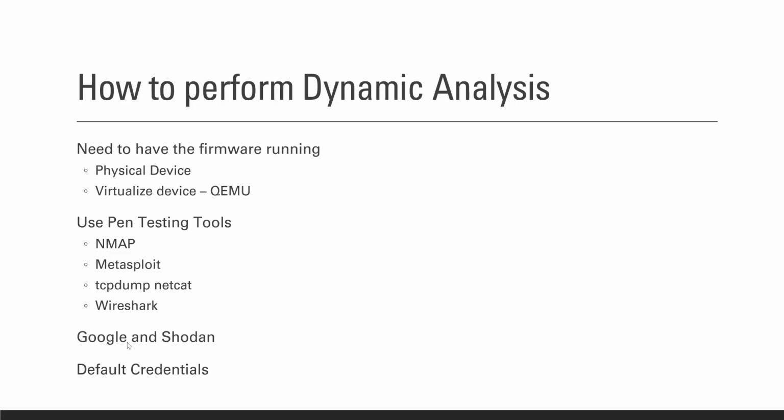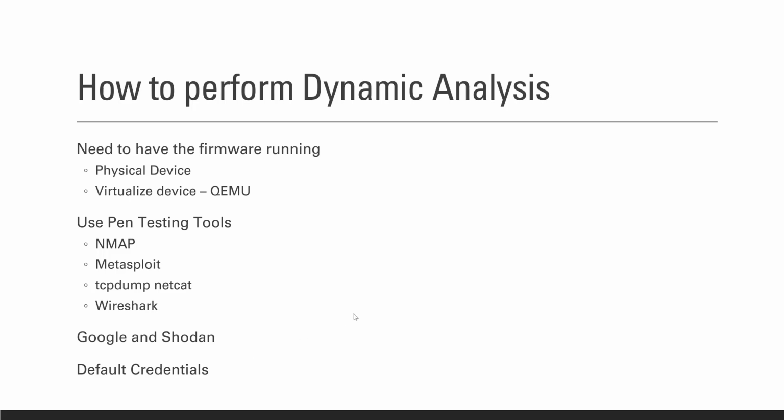Remember, you can always use Google and Shodan to potentially find these devices on the internet. Maybe you'll find a Google dork or something. And then you can also find default credentials. So it's very easy to find default credentials for devices. If you know the make and the model of the device, typically a quick Google search will yield you the default credentials, and you can get onto the device that way.